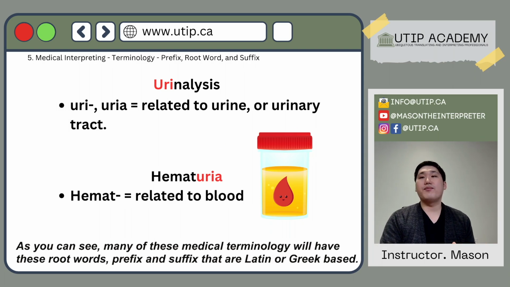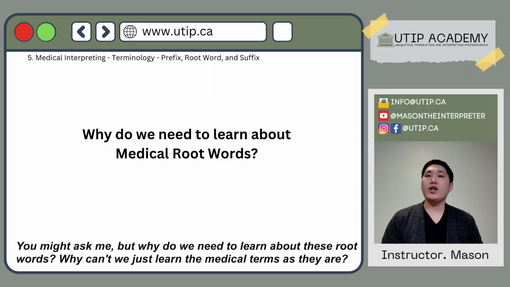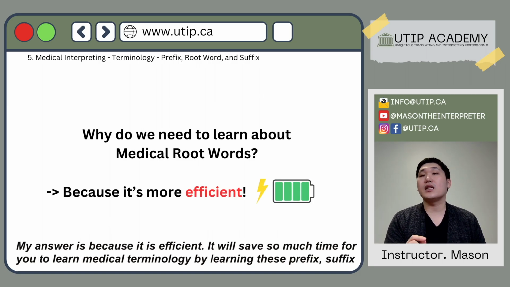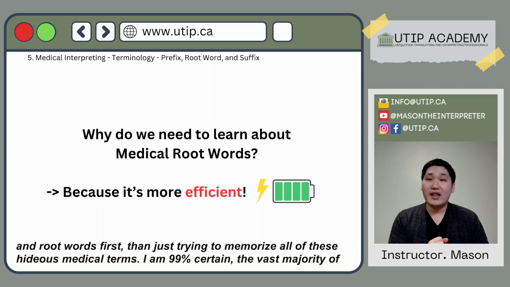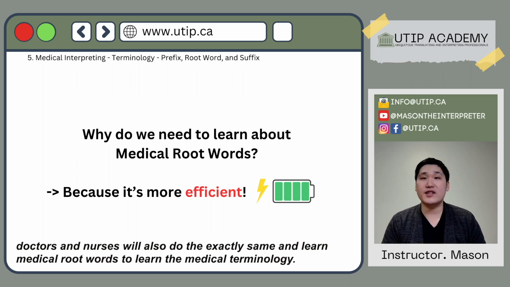As you can see, many of these medical terminologies will have these root words, prefixes and suffixes, that are Latin or Greek based. You might ask me, but why do we need to learn about these root words? Why can't we just learn the medical terms as they are? My answer is because it is efficient. It will save so much time for you to learn medical terminology by learning these prefixes, suffixes, and root words first, than just to try to memorize all of these hideous medical terms. I am 99% certain the vast majority of doctors and nurses will also do exactly the same and learn medical root words to learn the medical terminology.